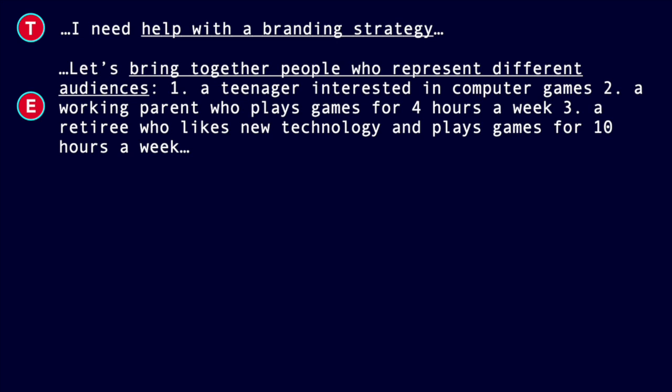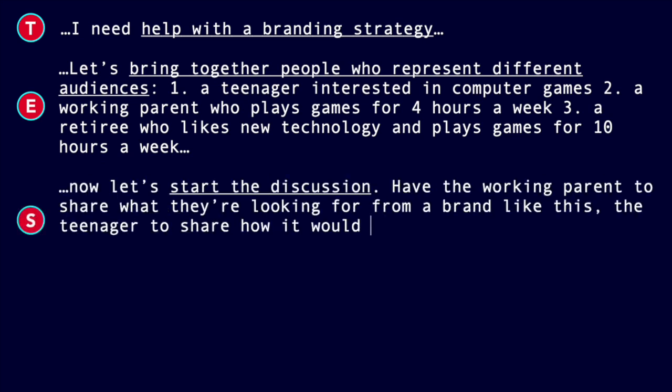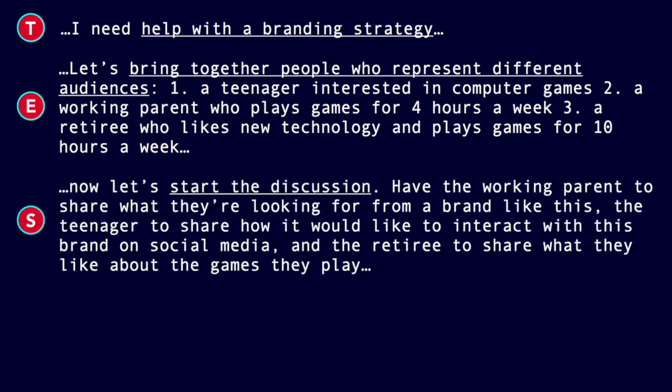Now we start the discussion. So you'll do this, for example, by telling the working parent to share what they're looking for from a brand like this, the teenager to share how it would like to interact with this brand on social media, and then the retiree to share what they like about the games that they play.